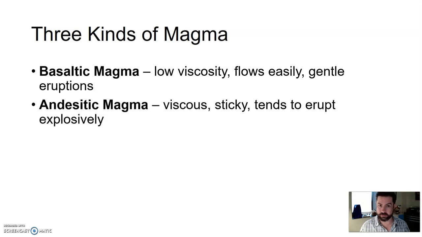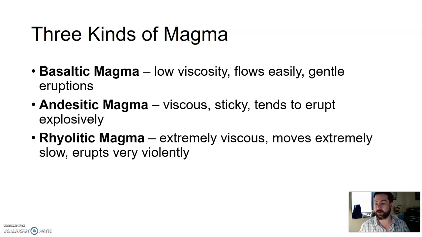Andesitic magma, it's viscous, so sticky. Low viscosity, very runny. The higher the viscosity, the more sticky. So sticky, think syrupy sticky. A little bit more sticky than that, actually. But it's viscous. It's very sticky, slow-moving magma. When it does tend to erupt in volcanoes, it tends to erupt explosively. And then we have rhyolitic magma, extremely viscous, very, very sticky, very slow-moving, and erupts very violently.